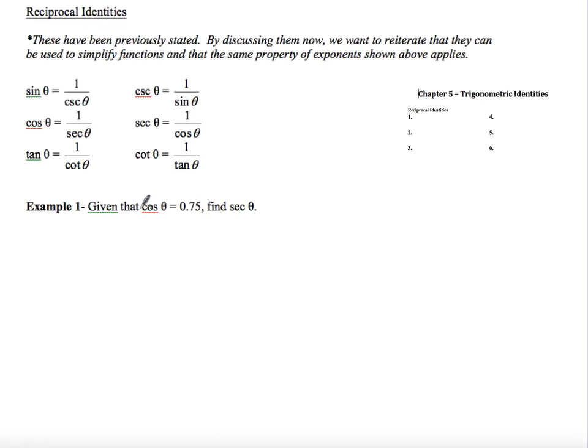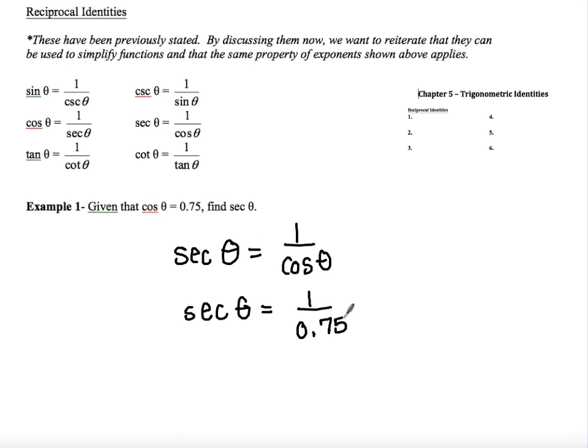With those trig identities, given that the cosine is 0.75, we want you to figure out what the secant is. Now remember that the secant, as we have written above, is 1 over the cosine. So if we're going to figure out what the secant is, then we know that the value of the cosine was 0.75, so 1 over 0.75. Now 0.75 would be the same as 3/4, so 1 divided by 3/4 is going to give me 4/3 as a final answer.